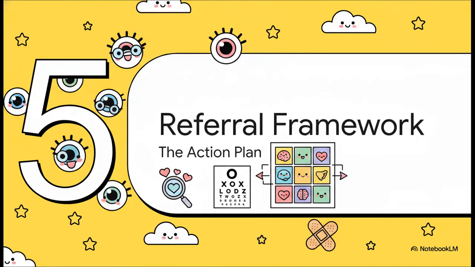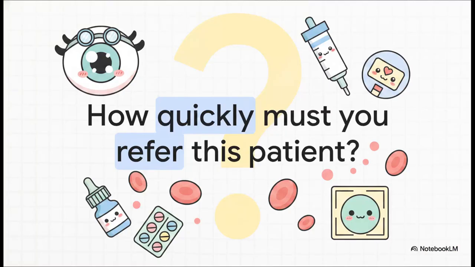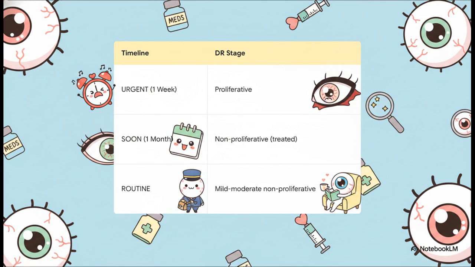And finally, Section 5, the referral framework. Let's build your action plan. This might just be the most important part of the whole explainer. You've spotted the signs, you know what they mean, but what actually needs referring and how urgently? Making the correct referral decision based on your clinical findings is the ultimate test of an optometrist's competence. Let's break this down into a super simple traffic light framework. Seriously, you might want to screenshot this matrix.